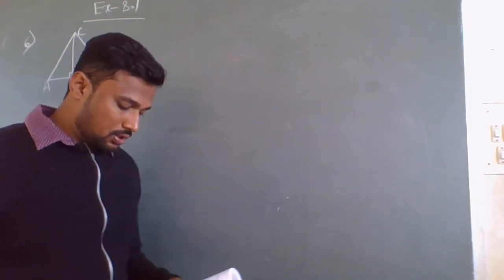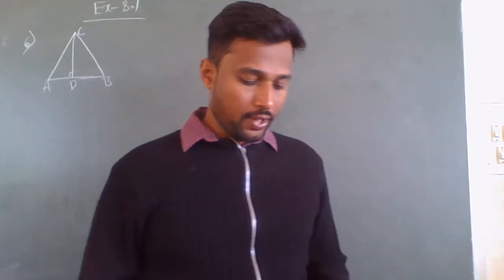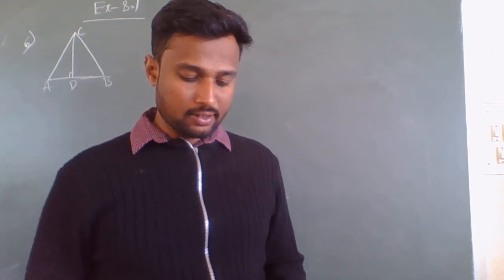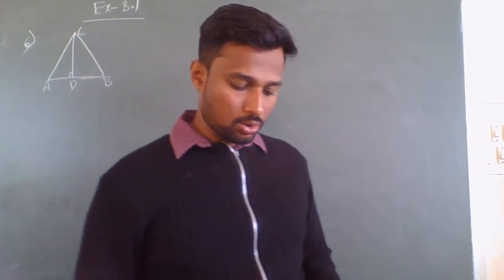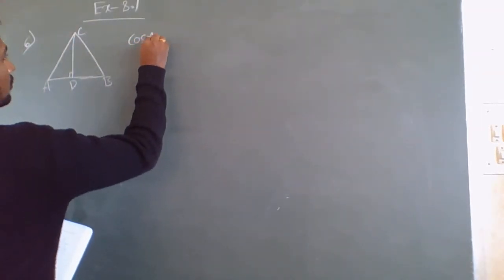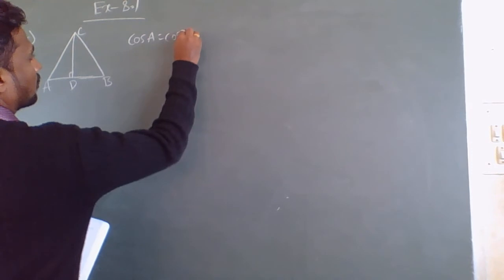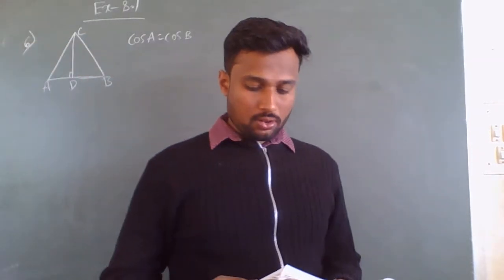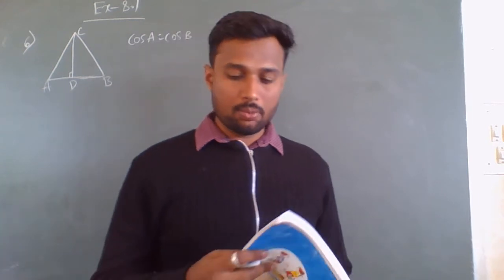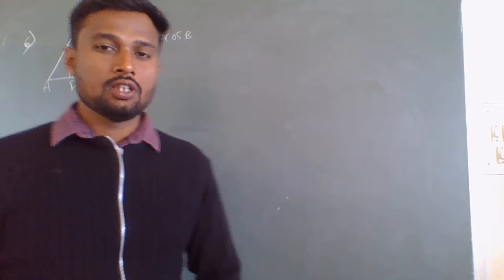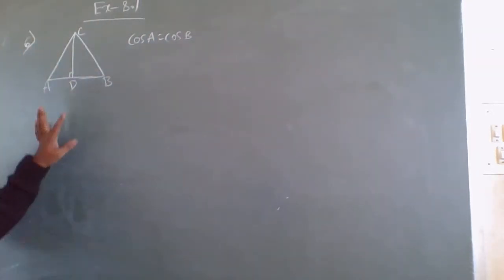So now, in the sixth question, they are given that angle A and angle B are acute angles such that cos A equals cos B. Then show that angle A is equal to angle B. They have given that angle A and angle B are acute angles. So here I will consider this diagram for the sixth question.